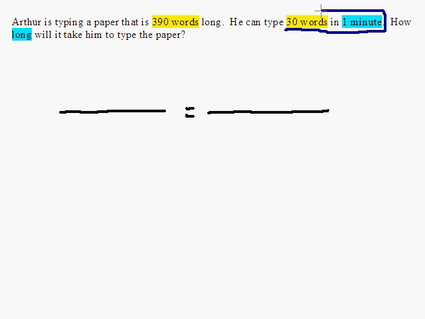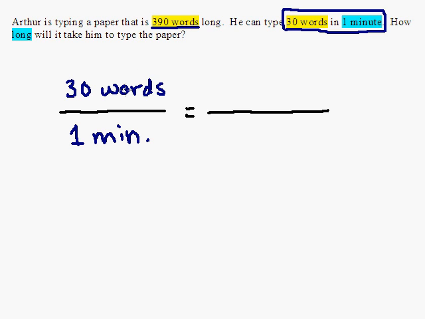I know that he can type 30 words in 1 minute. So I'm going to start with that. He can type 30 words in 1 minute. Now Arthur is trying to type a paper that's 390 words long. So since I put words on the top on the left side, I have to put this 390 words on the top on the right side. We always want our labels to match going across, words and words.